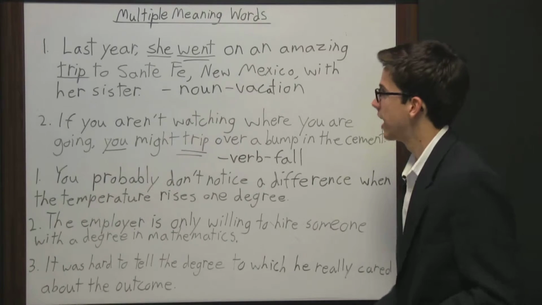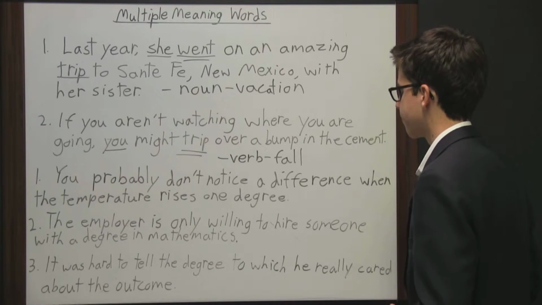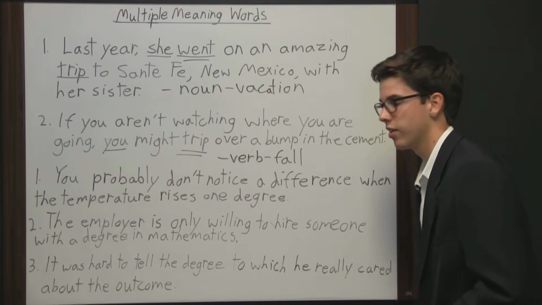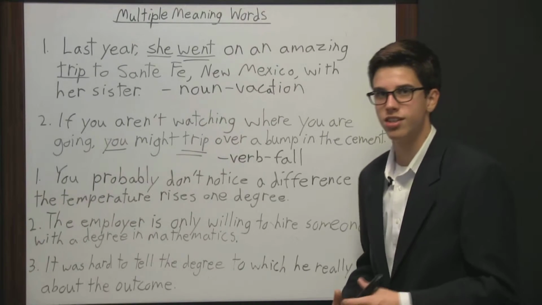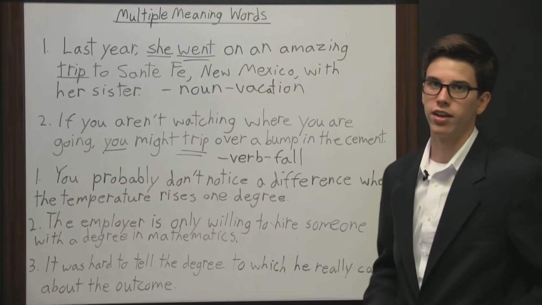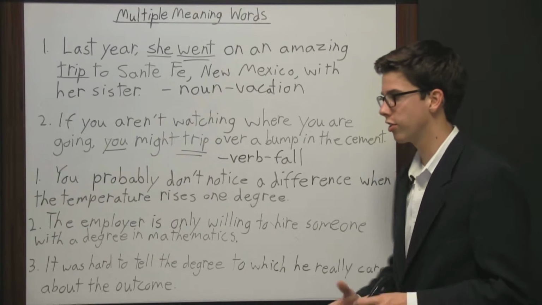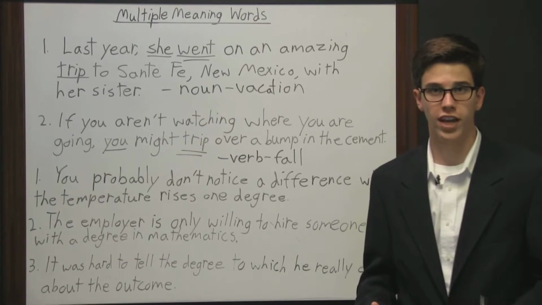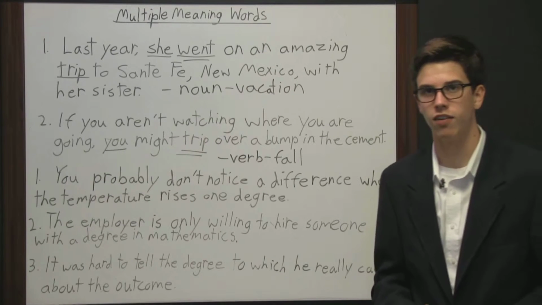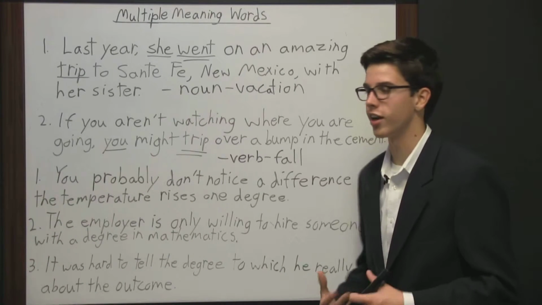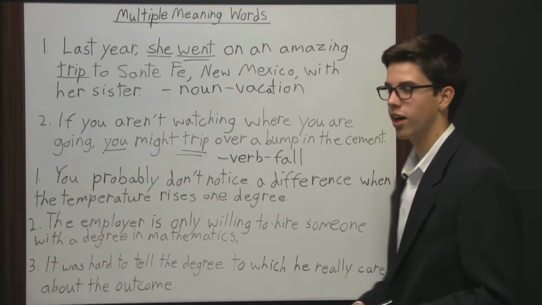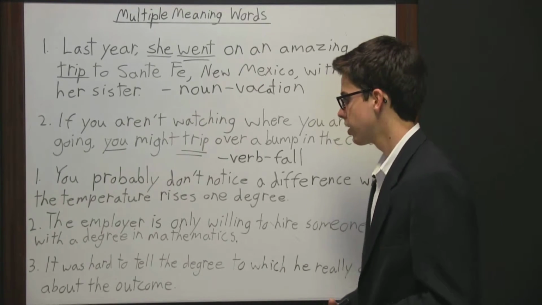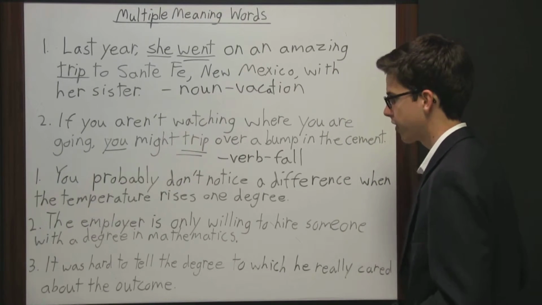Now another example of a multiple meaning word is the word degree. And so it can refer to temperature, like 30 degrees Celsius or 30 degrees Fahrenheit. Or it can refer to the certification you receive once you graduate from college, like a degree in history or a history degree. And then it can also tell to what extent. So we see some examples of those right here with these three sentences.